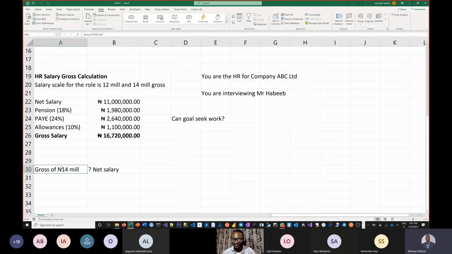Can goal seek work? I think so. Yes. Awesome. So do you want to direct us? Well, because of time, you are correct. So I'm going to quickly use goal seek.